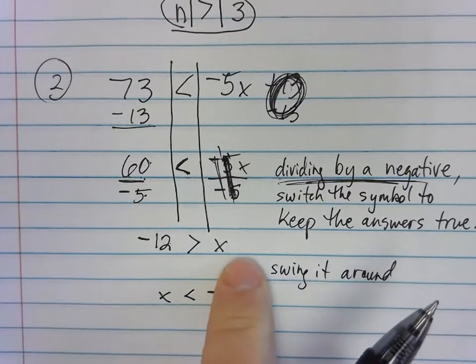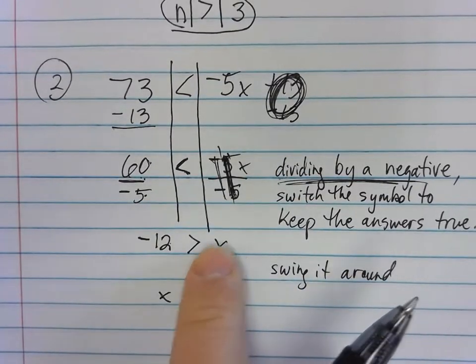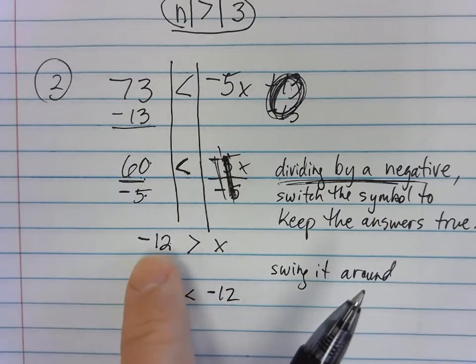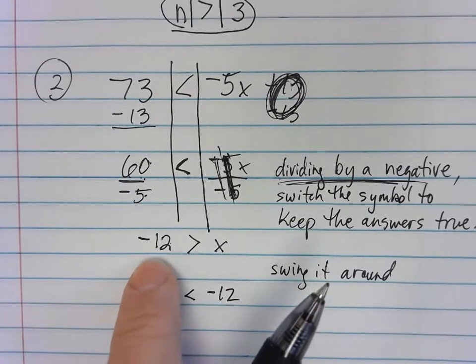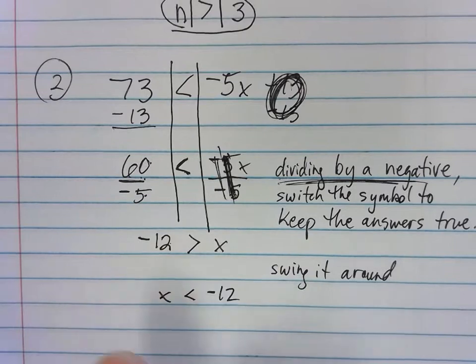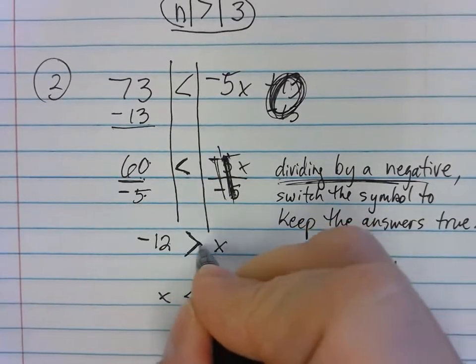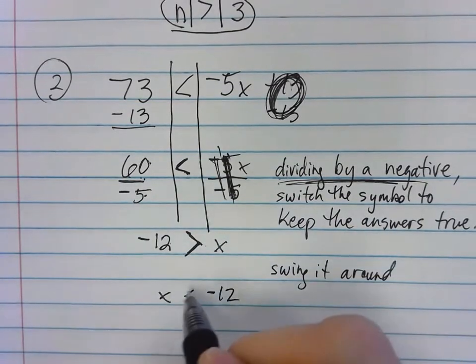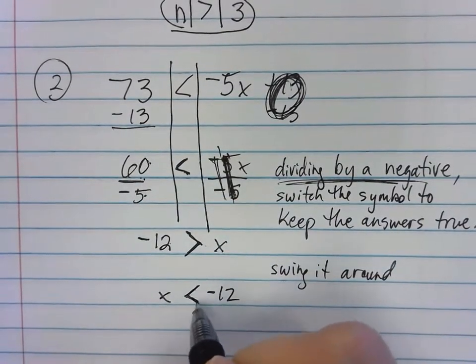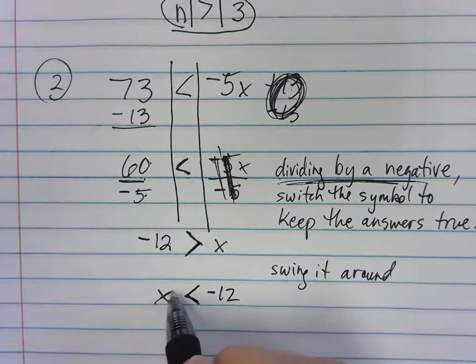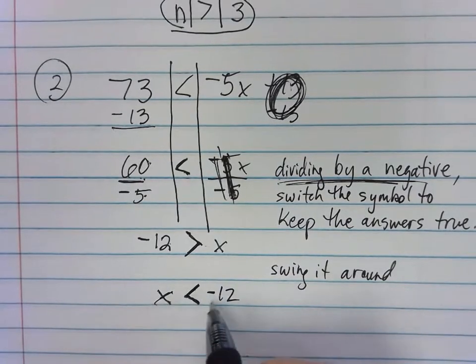If you read it backwards, you'd say x is less than -12. Or it currently says -12 is greater than x. If you swing it around, it still says the same thing. You can see here it's pointing towards the x. All I did is swing it around, and it's still pointing towards the x. X is less than -12.